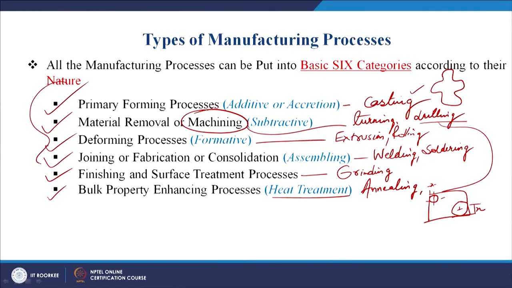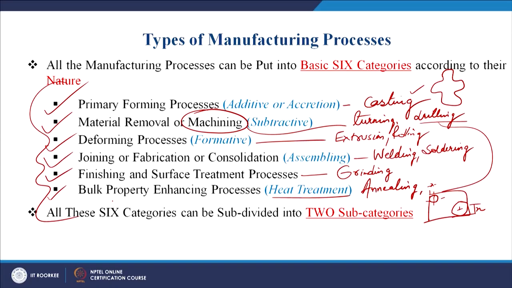So, these are the broad classification of the manufacturing processes. Let us see another slide which will make them further clear. These are the six categories. Then there can be two subcategories also. We can have these processes which can be conventional or sometimes unconventional or advanced.